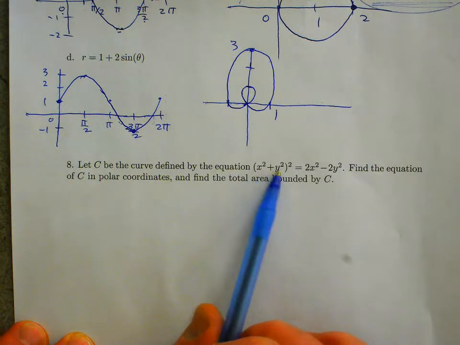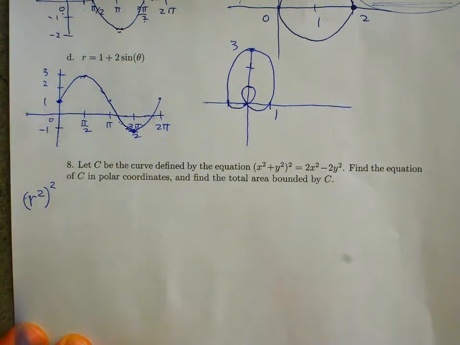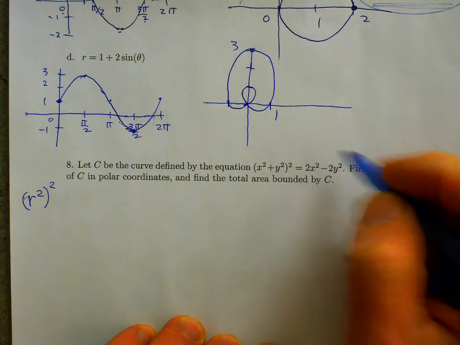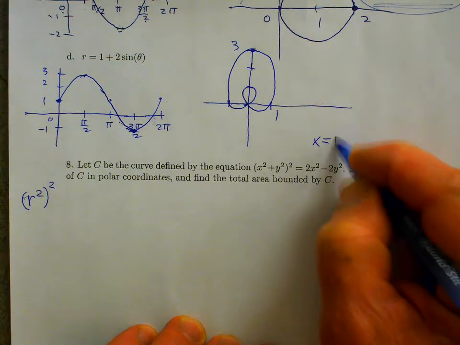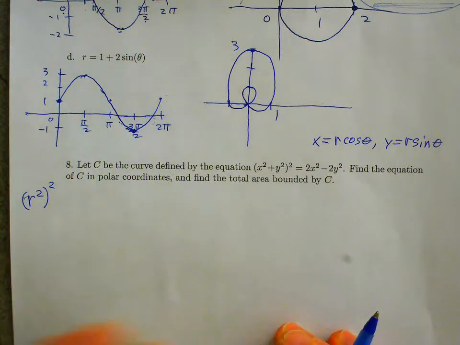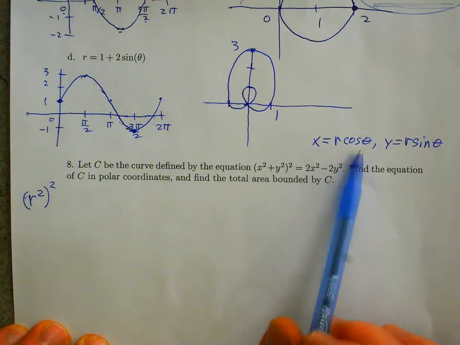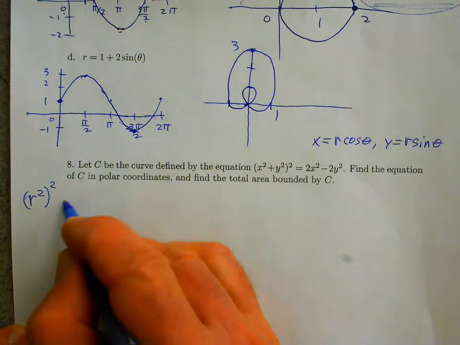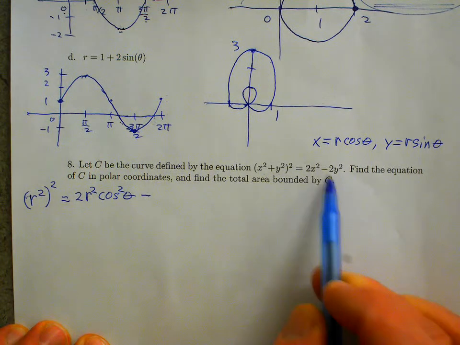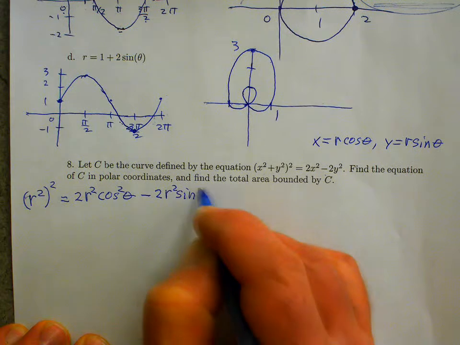Well, x squared plus y squared is r squared. So we can write (r squared) squared. And up here, I'll just remind you what x is in polar coordinates. x is r cosine theta, and y is r sine theta. So 2x squared is going to be 2r squared cosine squared theta, and then minus 2y squared, that's going to be minus 2r squared sine squared theta.